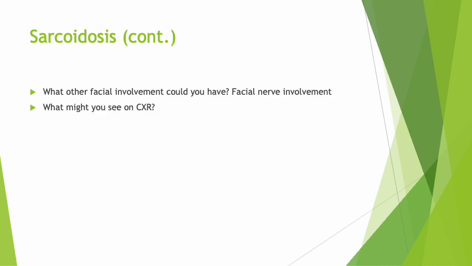And then what might you see on chest x-ray for someone with sarcoidosis and lung involvement? So the big keyword here is going to be that bilateral hilar lymphadenopathy. Sometimes you can also see interstitial infiltrates, but you don't necessarily need to. That bilateral lymphadenopathy is really going to be your main takeaway.